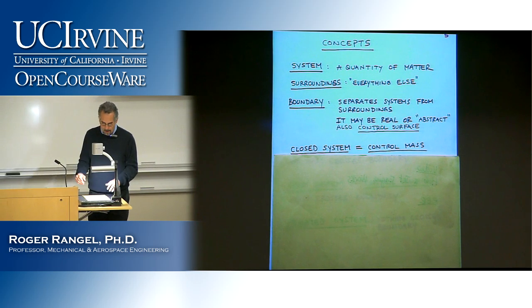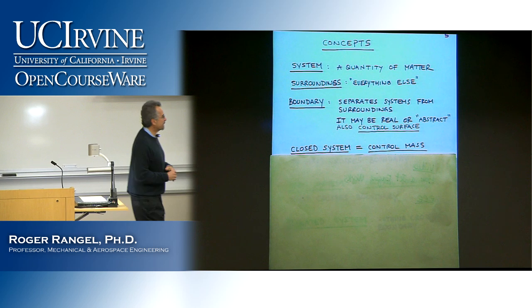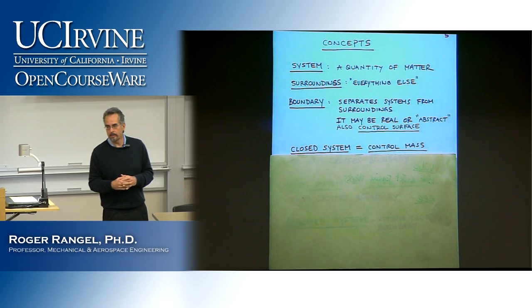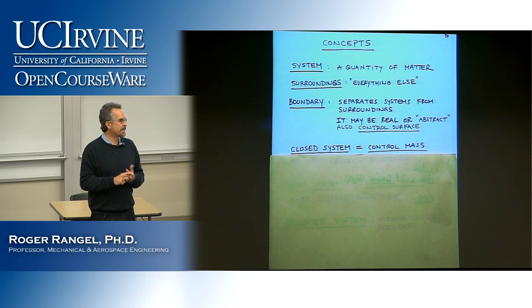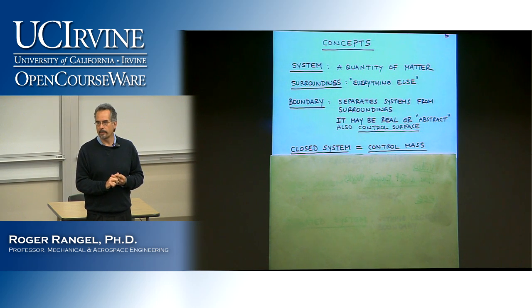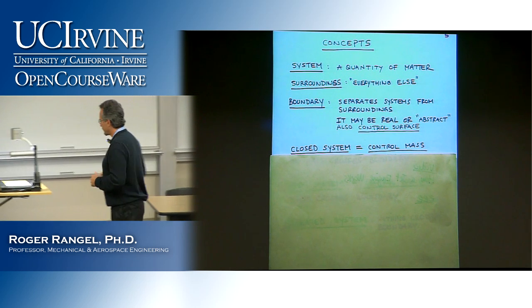If the system is closed, and we'll see what that means in a second, then we can call it a control mass too. What does that mean? That a system is closed and I call it a control mass. What do you think that means? No mass transfer across the boundary. No mass transfer across the boundary.